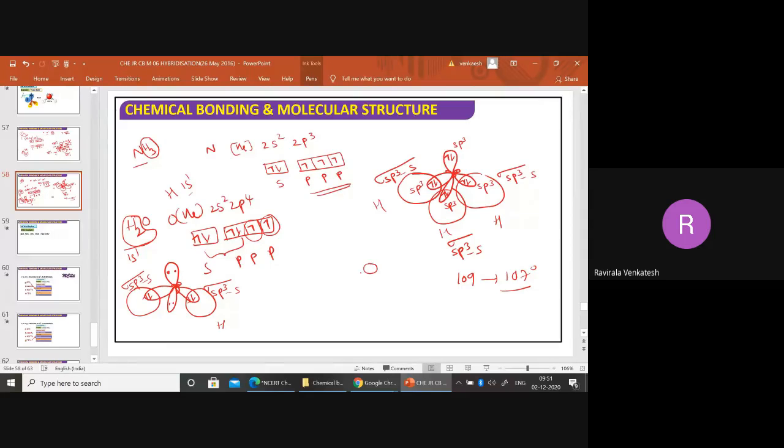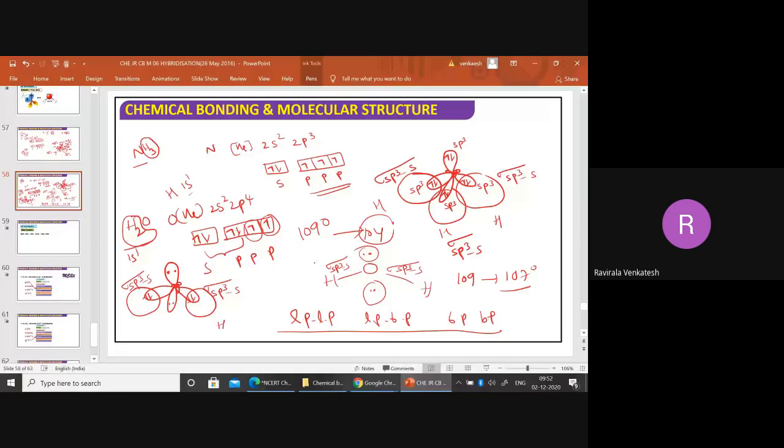Now, oxygen, hydrogen, hydrogen. This is sigma sp3-s, sigma sp3-s, with lone pairs here and here. We got two lone pairs in hybrid orbitals. So what types of repulsions will be there? Lone pair and lone pair, lone pair and bond pair, and bond pair and bond pair. Three types of repulsions are there. That is the reason the bond angle changes from 109 degrees to 104 degrees, and the shape changes to a V shape.